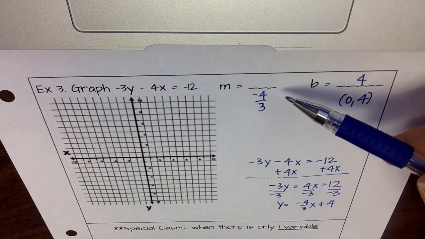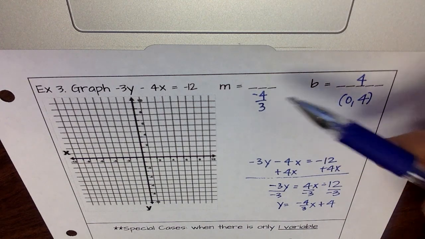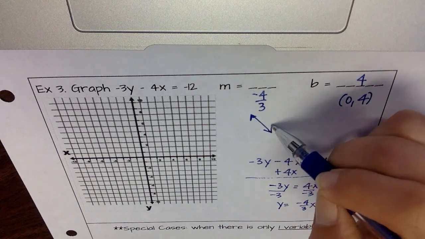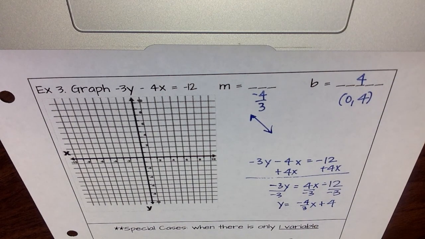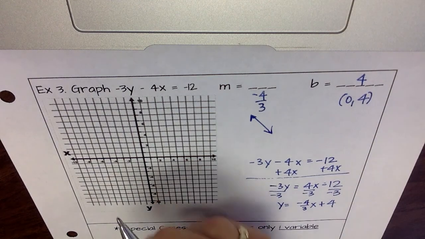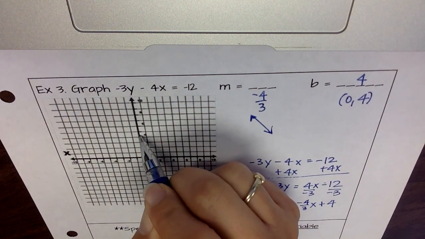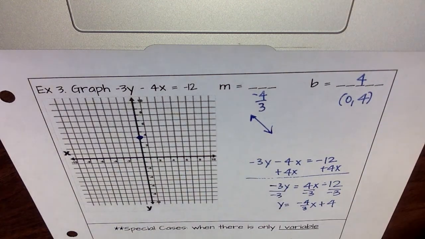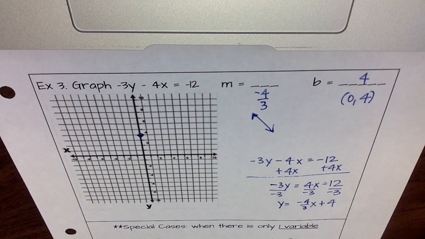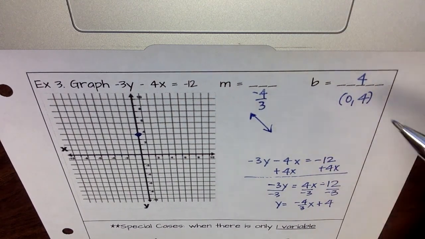Now remember, slope is rise over run. So this is negative, so I'm going to have a negative line, a decreasing line. I start at my y-intercept, so 0, 4. Always start at your y-intercept because that's your point. You can't start at the slope because that's not a point. You have to start at your ordered pair, which is the y-intercept.